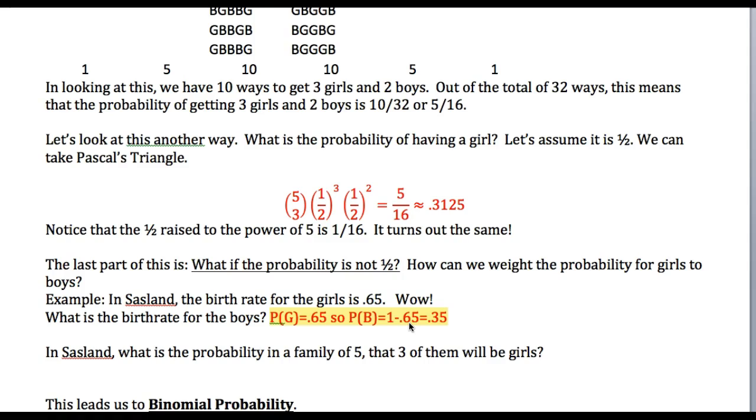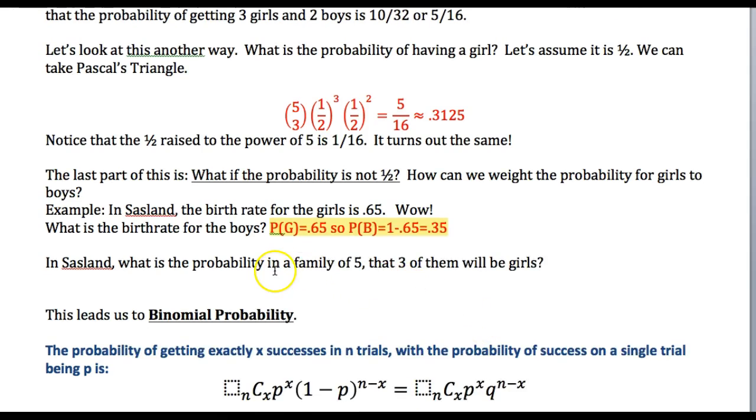And remember that the probability sample space, it's either boys or girls, takes up the whole sample space. So then these two numbers are going to add to 1. So probability of boys is 0.35. Another way to look at this is the probability of not being a boy is 0.35 as well.